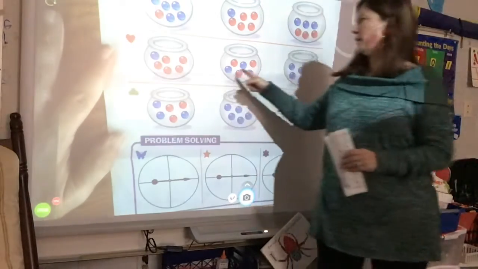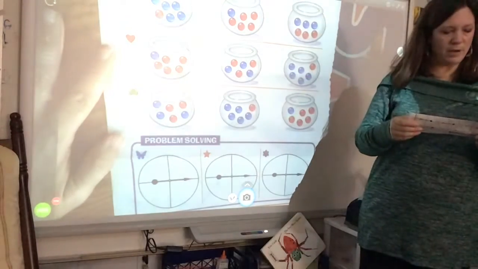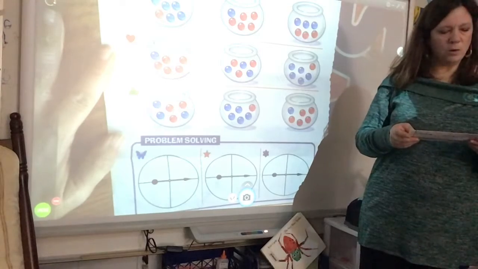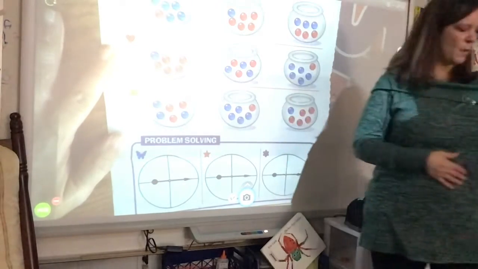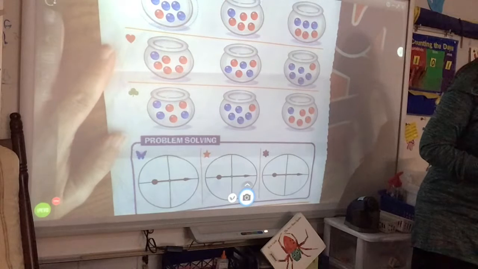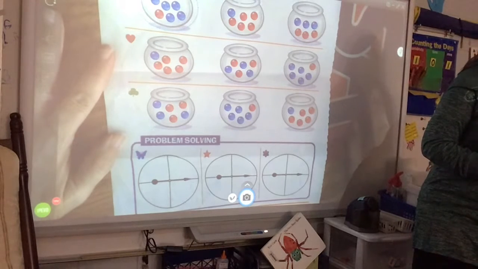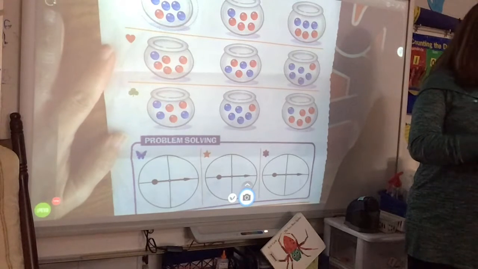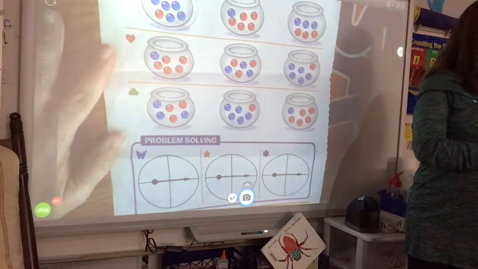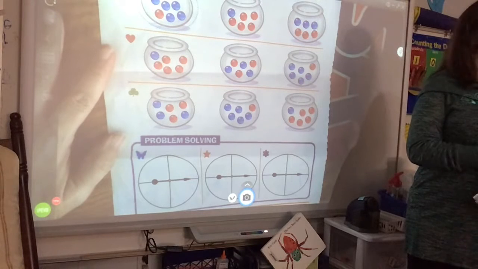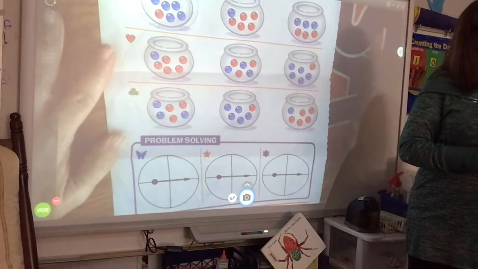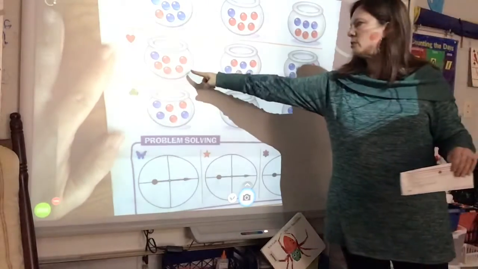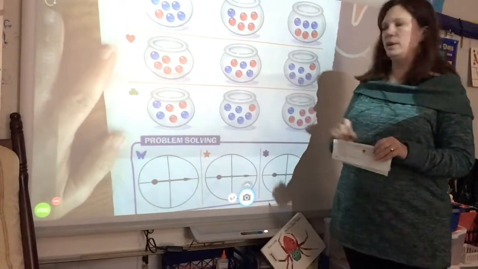Let's look at the row with the heart. Are y'all ready? Yes. Okay. Show the one that is equally likely to be a red or a blue. Equally likely. If it's equally likely, what does that mean? I think they're equal. It means it's an equal chance. So which one is equally likely, Eliza? Is it the first one or the second one or the third one?